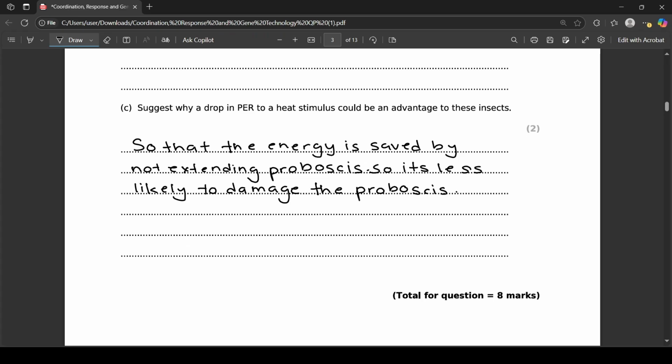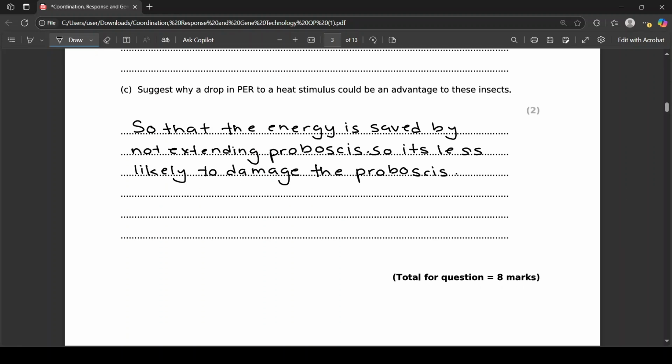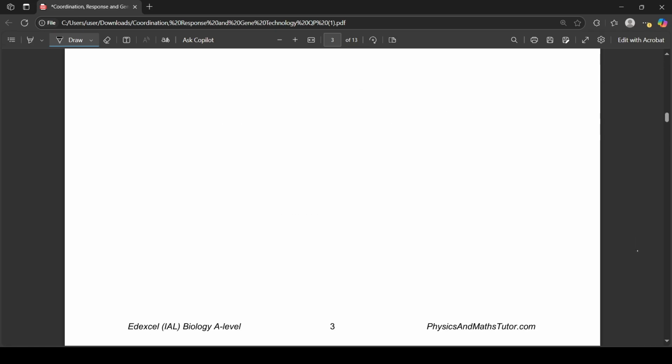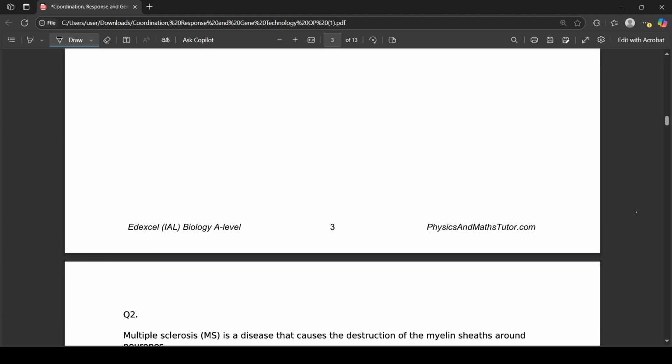So it's better if you can remember this point. Why does an animal become resistant to change in their environment, or why don't they show any more response to the change? So that the energy can be saved by these insects or animals, so that less damage is caused to them. Okay, that's our answer to part C. Let's move on to the next part.